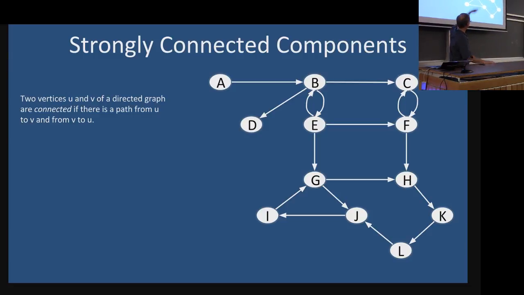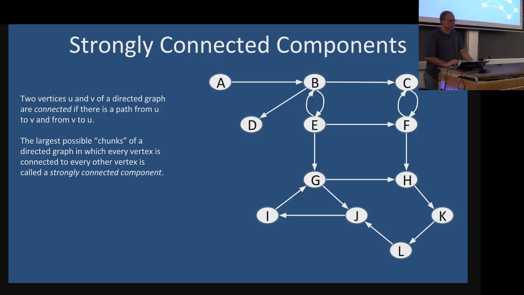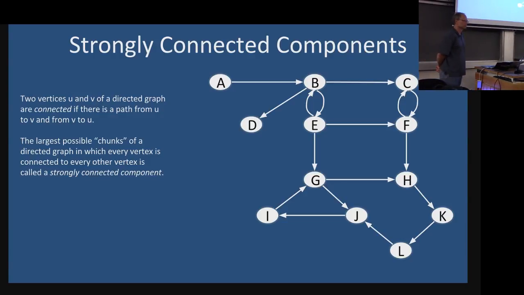No. You get from F to H, but there's no way back. Okay? So that's what it means for two vertices to be connected. So what we say now is that what we form are the largest possible chunks in which every vertex is connected to every other vertex. And that is what we call a strongly connected component.